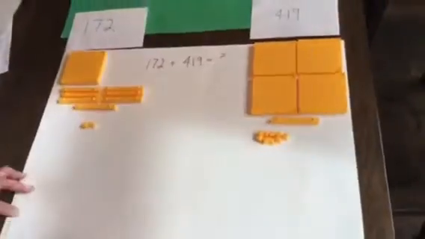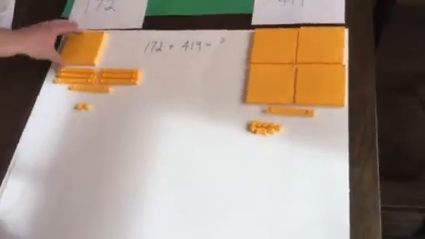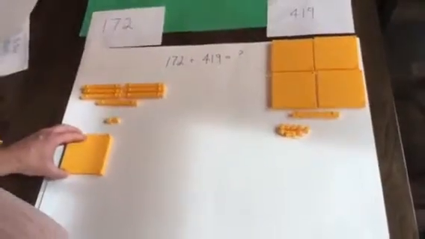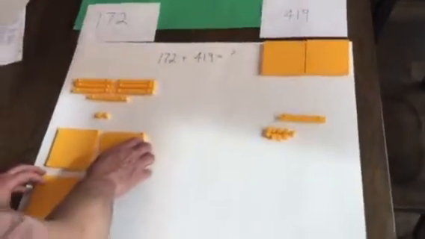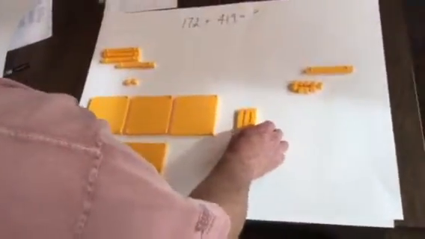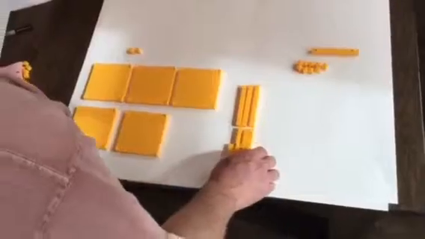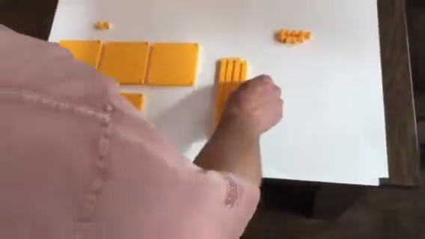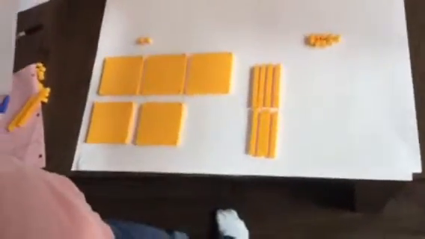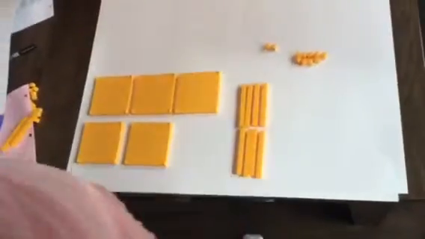So what we're going to do is decompose this equation. First of all, we're looking at the 100 spot. We have the 100 here, we have the 400s here, giving us 500. Let's look at the 10 spot. We've got the 7 rods, plus the 1 rod from 419, gives us a total of 8 rods, or 80. And then we've got 9 plus 2 singles.